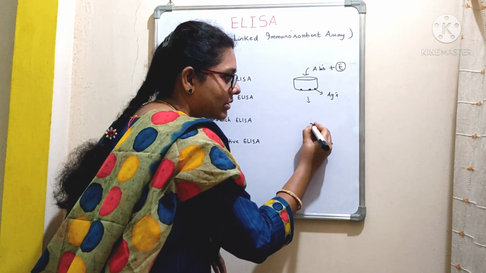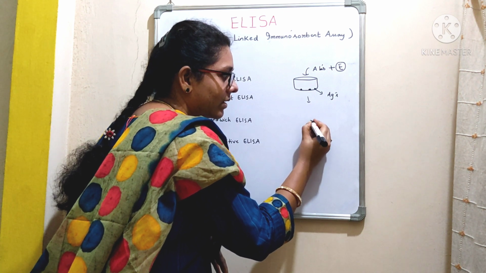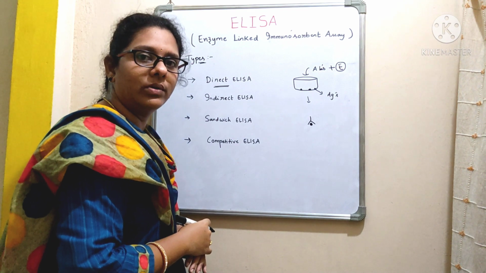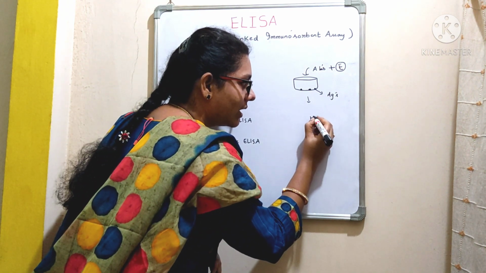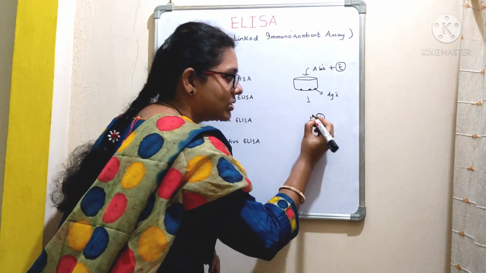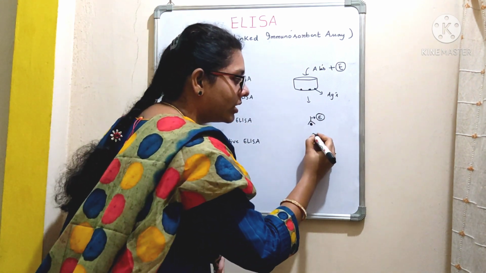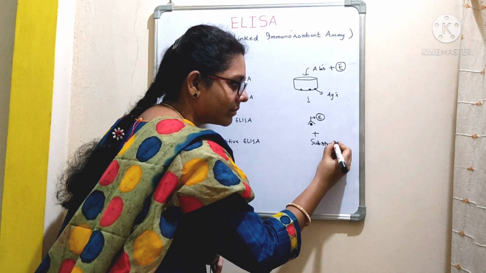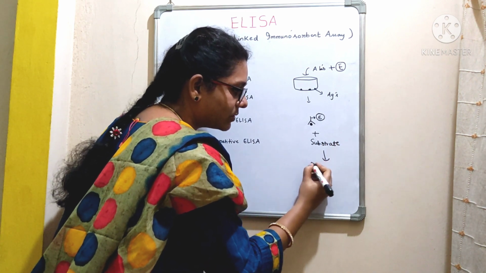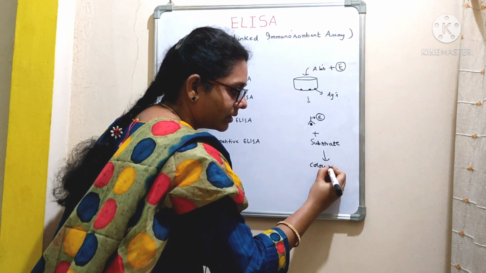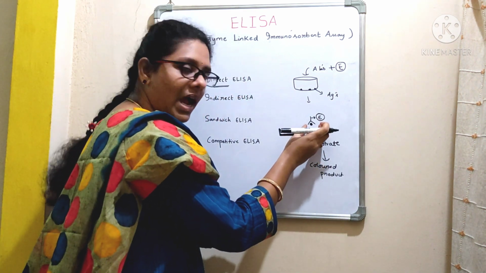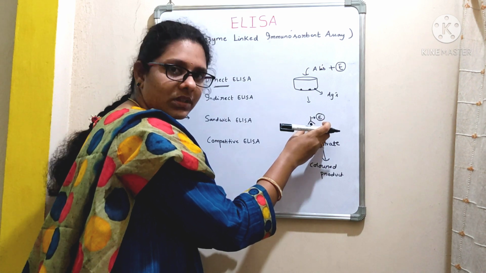So this is the antigen, right? And this is how the antibody will go and bind to it, and this antibody is conjugated with enzyme. So in the next step, you are going to add substrate that gives rise to a colored product. When will you get the colored product? Only if this antigen and antibody interact with each other.